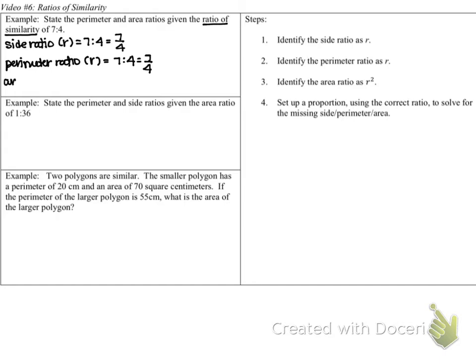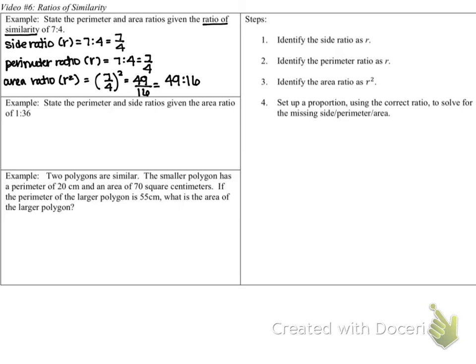Now, the area ratio is where things get a little bit different. The area ratio is actually R squared. So we're going to take, and I'm going to use the fraction part of this, the R from the other two, and you're actually going to square them. Remember, to square a fraction, you can square the top and the bottom independent of each other, so you can actually rewrite it as 49 over 16 or 49:16.